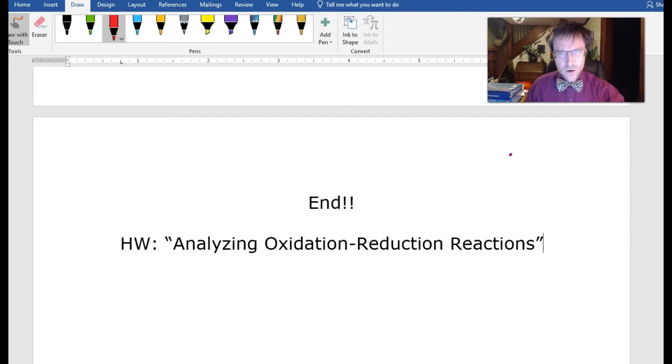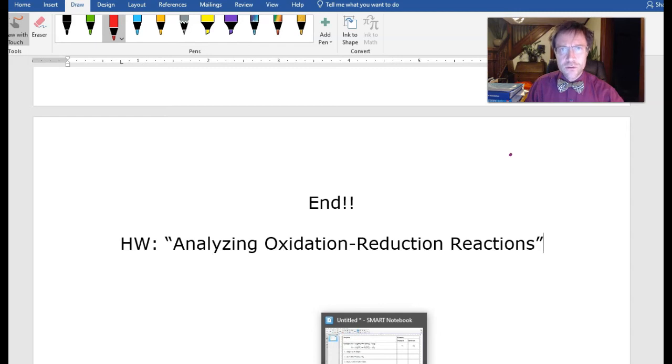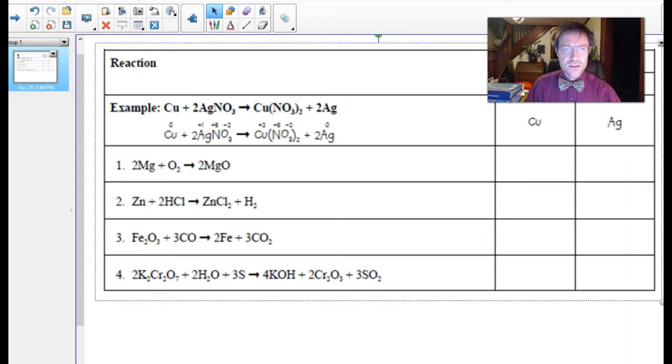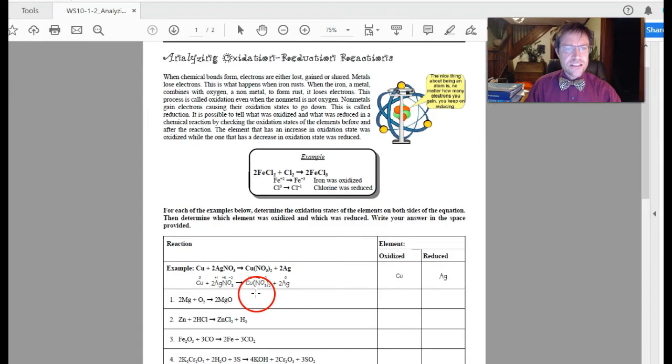So what I want to do is try going over one or two of these with you. Analyzing oxidation and reduction reactions. It says, for the following examples, determine the oxidation states for the elements on both sides. Then determine which element was oxidized and which was reduced. That is the core to everything.